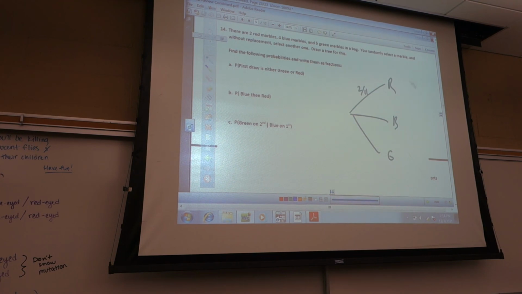My second draw, what could I draw? Also red, blue, or green. But remember, I'm keeping a marble. I'm not replacing it. So these probabilities are going to change for the second draw. Okay, so, yeah, now class is over. So go ahead and work on this one if you haven't finished it yet. Make sure you get it done before class on Thursday. We're going to go over it then.